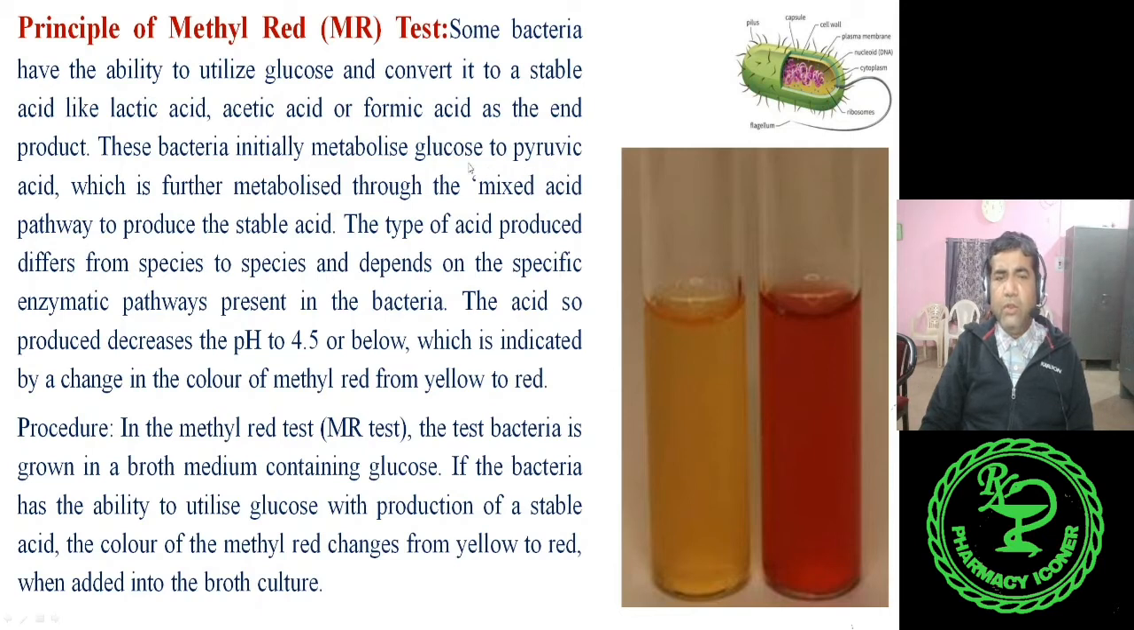What they do? The bacteria metabolize glucose to pyruvic acid, which is further metabolized through a mixed acid pathway to produce stable acid. This type of acid production differs from species to species and depends on the specific enzymic pathway present in the bacteria. That is, it depends on the specific type of enzyme present in the bacteria. The acid so produced decreases the pH to 4.5 or below.